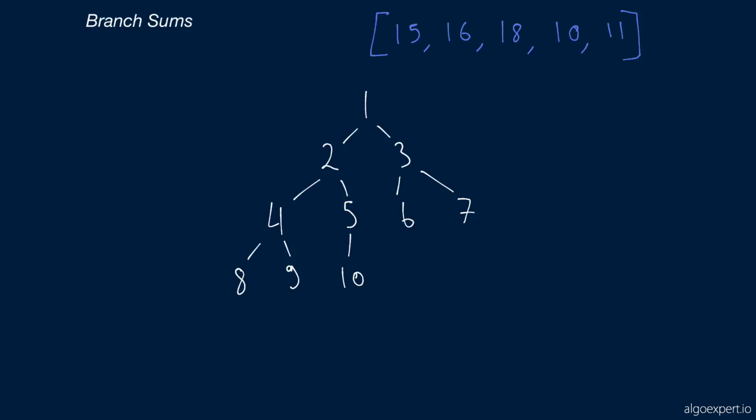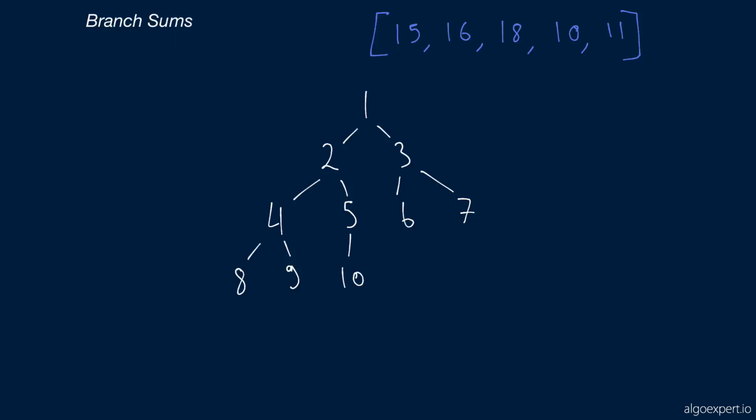In this video, we're going to be covering the question of the branch sums. This is a pretty straightforward question. You have to write a function that takes in the root node of a binary tree. So if you take the example that I have in front of me here, the root node would be the node with the value 1. And this function has to return a list of all of the branch sums in this binary tree.